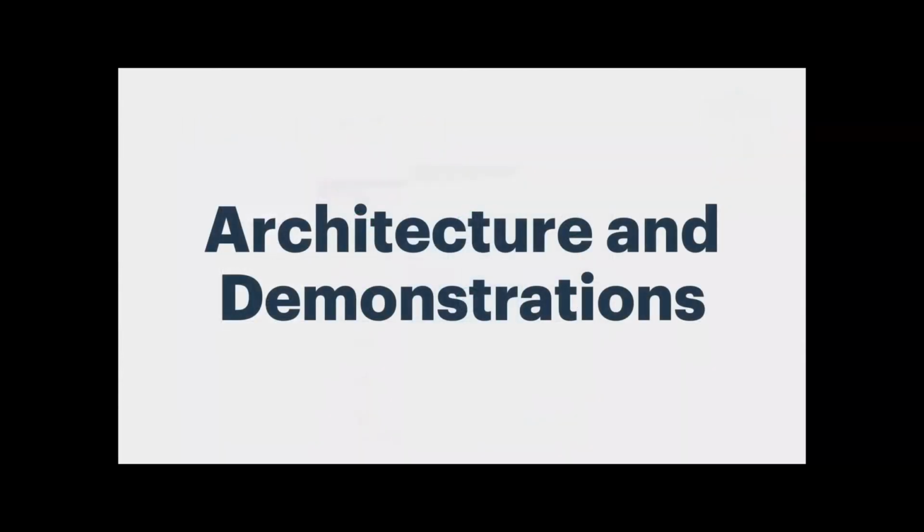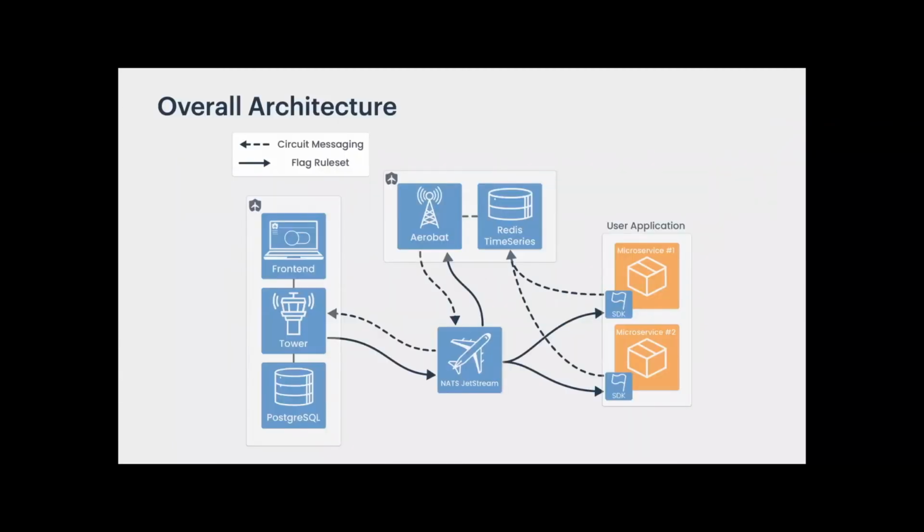Thanks, Stephen. Hi, I'm Jordan. Welcome to our project Tailslide. This is a diagram of Tailslide's overall architecture. Tailslide consists of 4 main pieces. The first of these is a full stack application called the Tower. It handles the management of feature flag rule set data and stores circuit breaking configuration information.